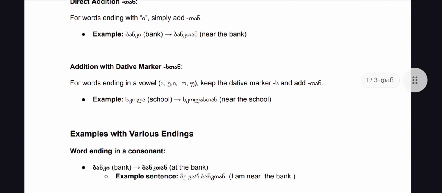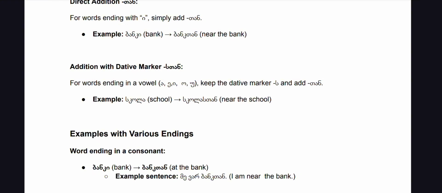Also, take into consideration that if the word ends with a vowel, then you have to add s, which is a dative marker, and then tan. If you don't know what a dative case or a dative marker is, please watch my video where I'm explaining the dative case. In this example, it would be skola. Skola becomes skolastan, near the school.